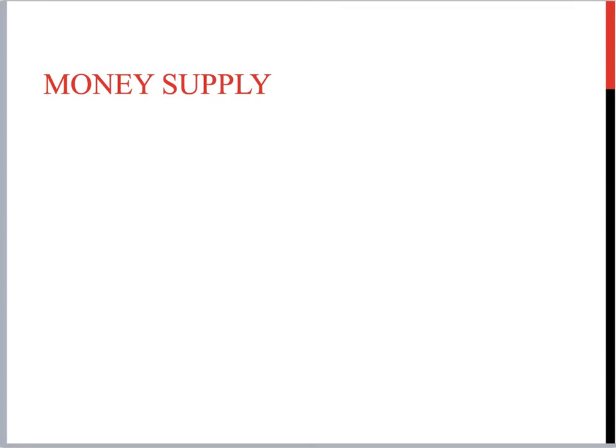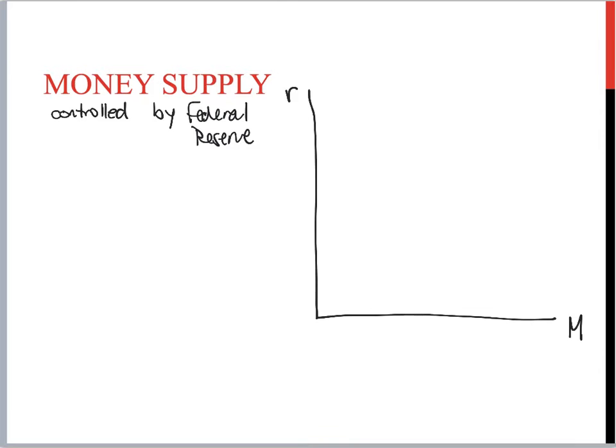So now let's discuss the money supply. The money supply is controlled by the Fed. That means that the money supply is going to be perfectly vertical. So there is a certain quantity of money available at any given time, regardless of what those nominal short-term interest rates are. And the way that the Federal Reserve controls the money supply is by buying and selling government securities or bonds.